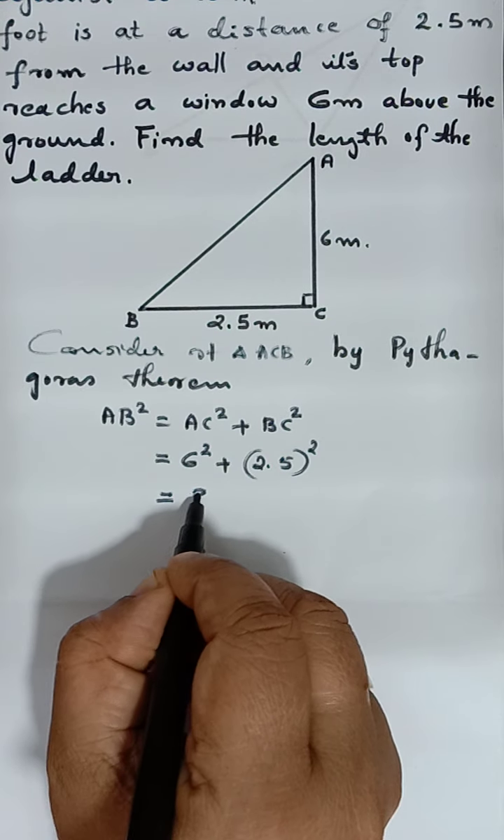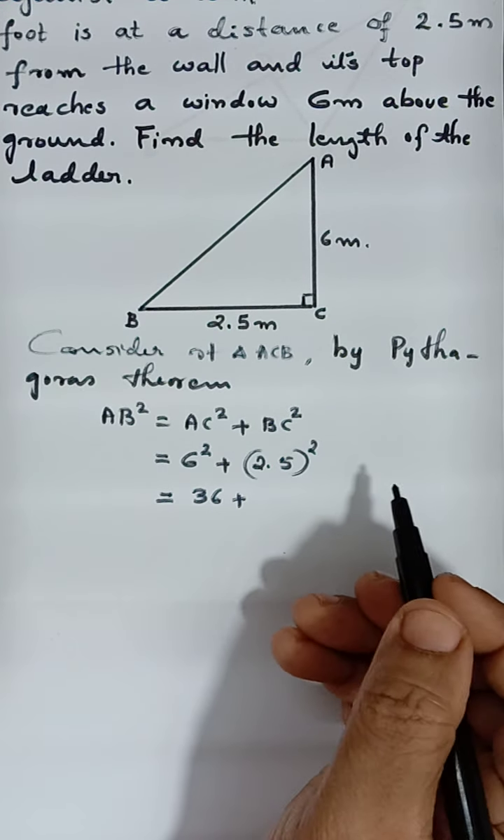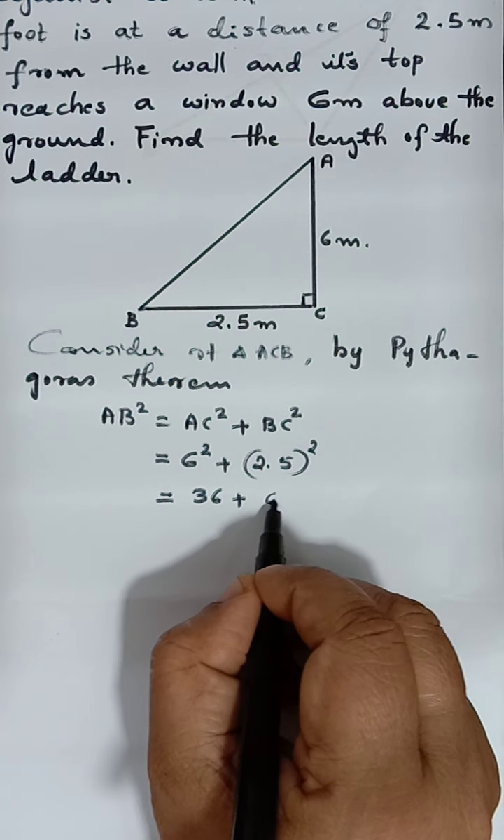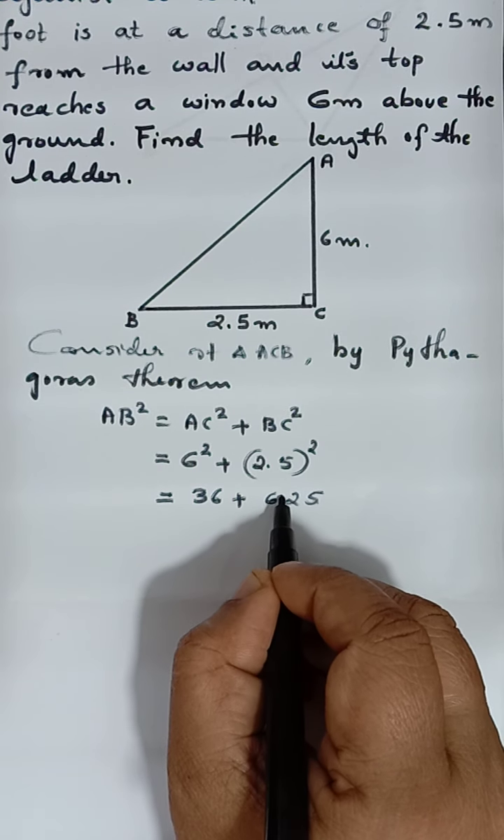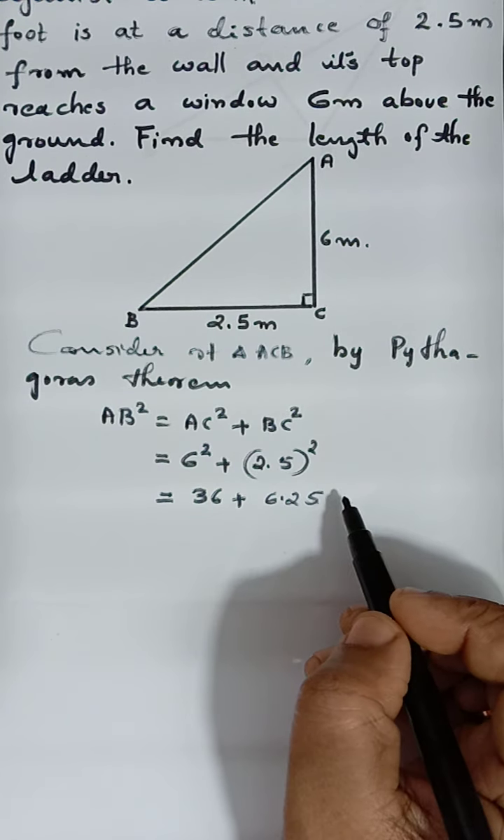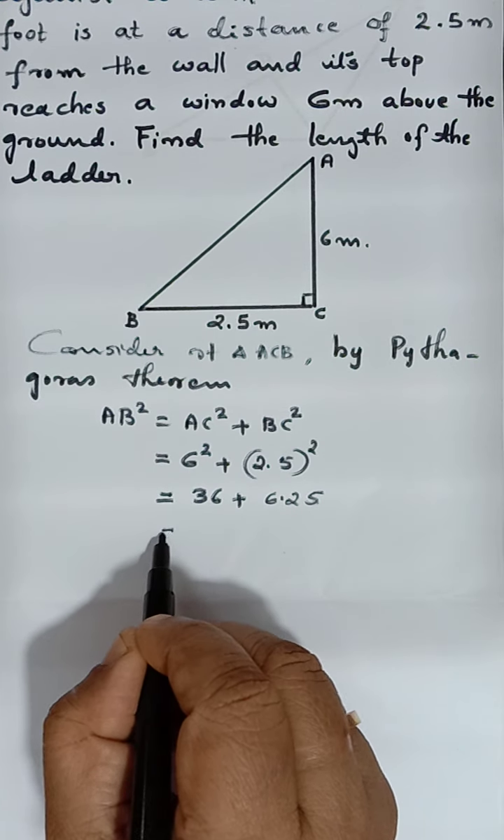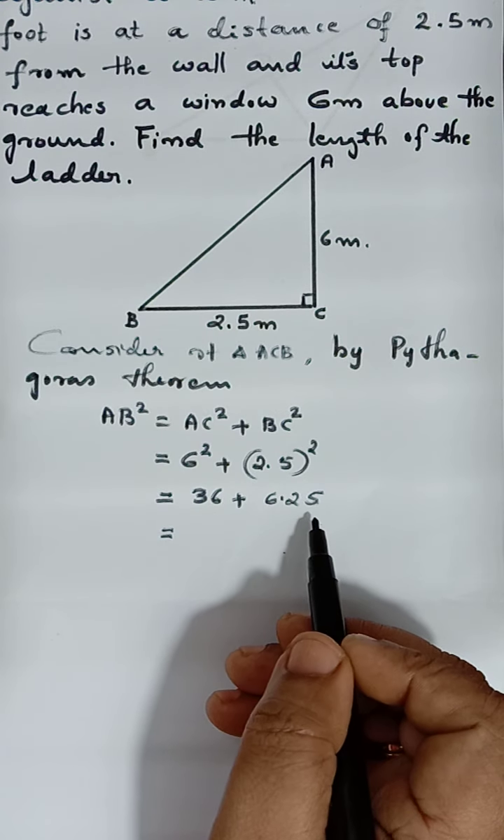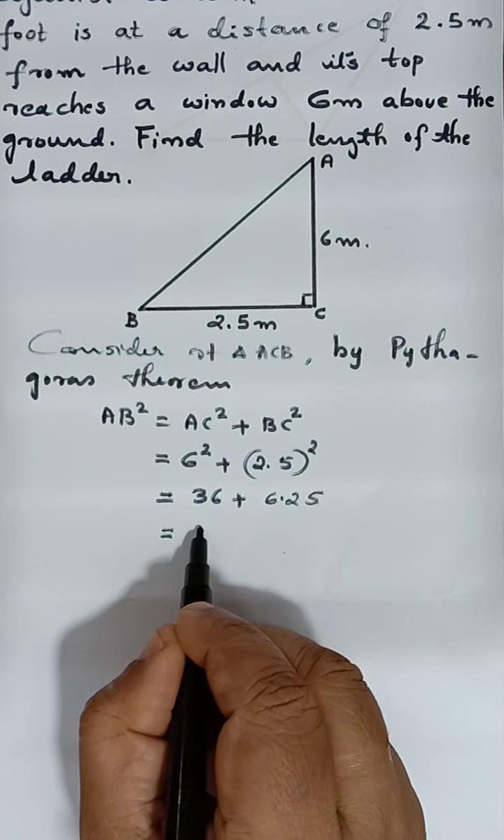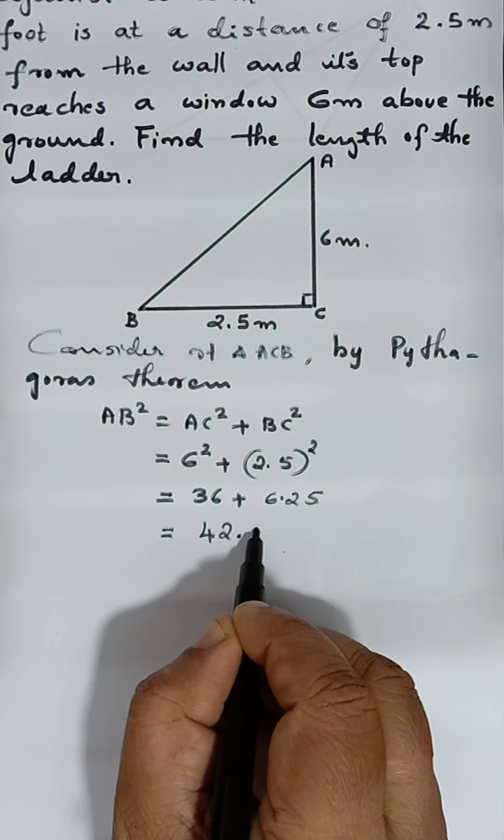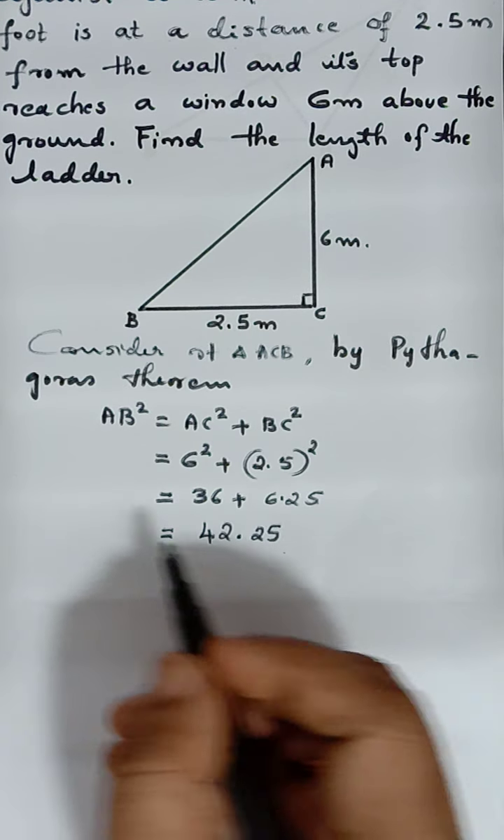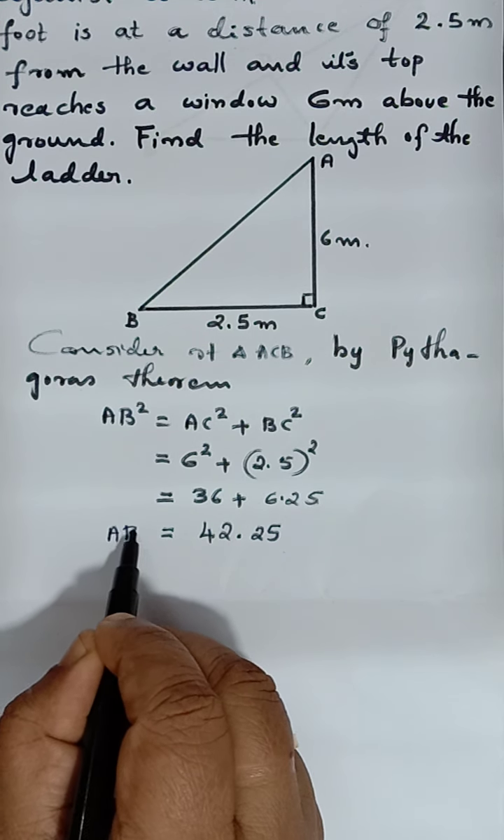6 square is 36 plus 2.5 square. 25 square we know is 625. So double decimal will come, 2.5 into 2.5. So we are getting the answer 36 plus 6.25. 36 plus 6 is 42.25 it is. Now we can take it as AB square.